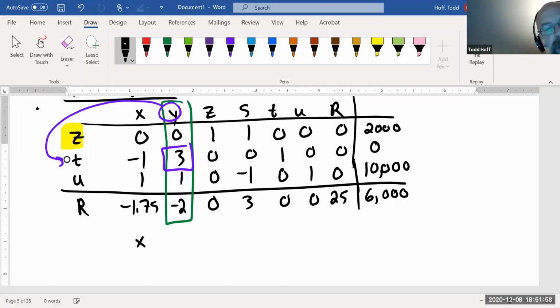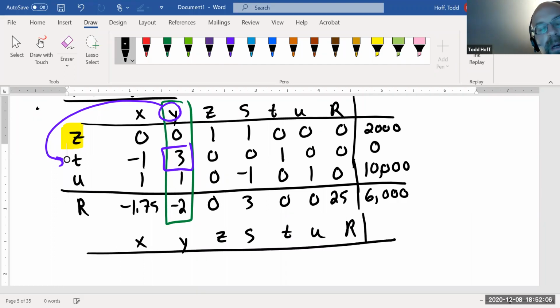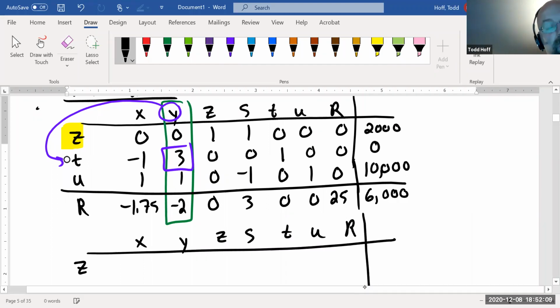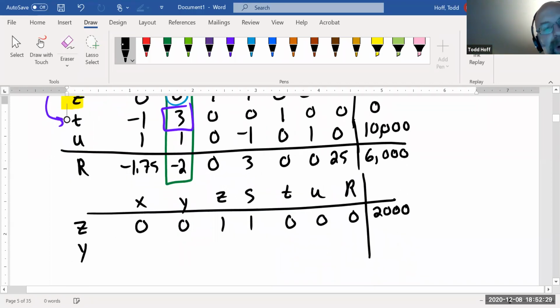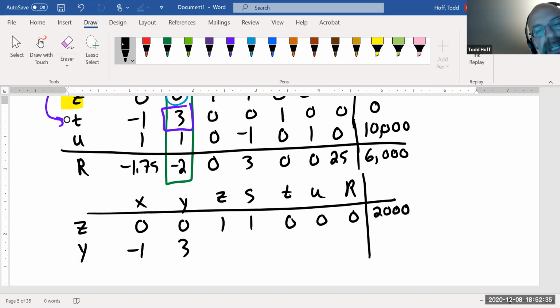So in my new tableau, to clear my 0 on the row Z on top, this is already a 0. So that row is clear. So that row does not need to change. So this is 0, 0, 1, 1, 0, 0, 0, 2,000. Now my next row becomes the Y row now, row Y. And since that's my pivot row, the numbers do not change. The only thing that changes is that label at the beginning of the row.